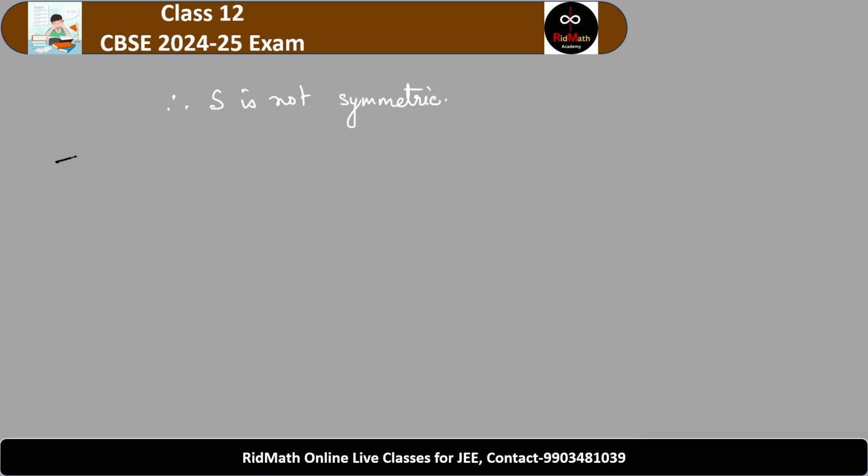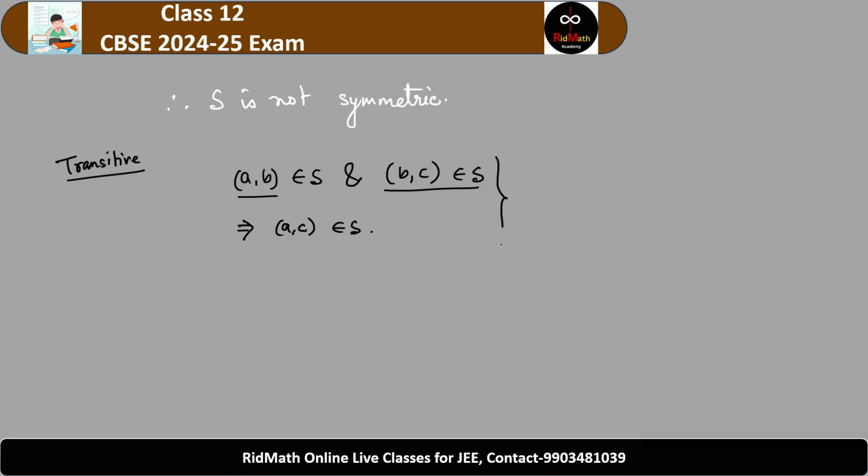Next, for transitivity, if we have some (a, b) belongs to S and (b, c) belongs to S, so if we find such a, b, c, then we have to check whether (a, c) belongs to S. This means that a is less than or equal to b cube and b is less than or equal to c cube. That should imply that a is less than or equal to c cube.